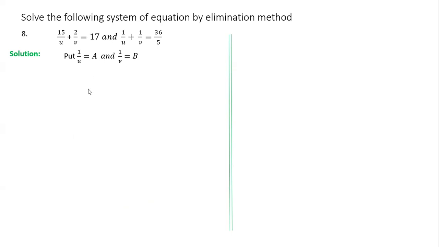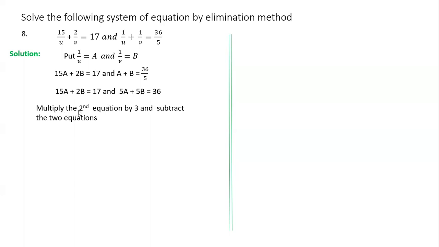So if you put that, it becomes 15a plus 2b is equal to 70. And this becomes a plus b is equal to 36 by 5. Take this 5 to this side. So it becomes 15a plus 2b is 70, and 5a plus 5b is 36. Again, it has come in our normal form. Now we solve these two equations. This is 5 and this is 15. So let us multiply the second equation with 3 and subtract the two equations.